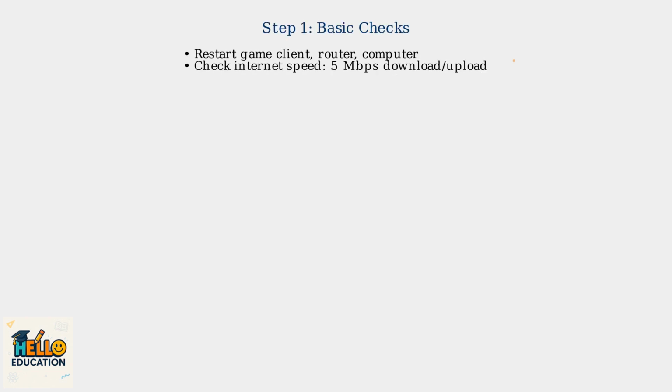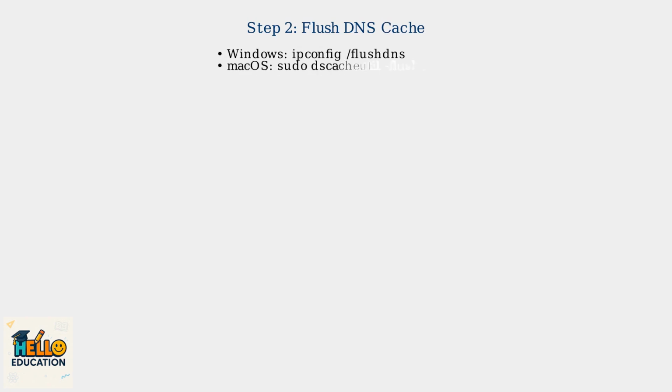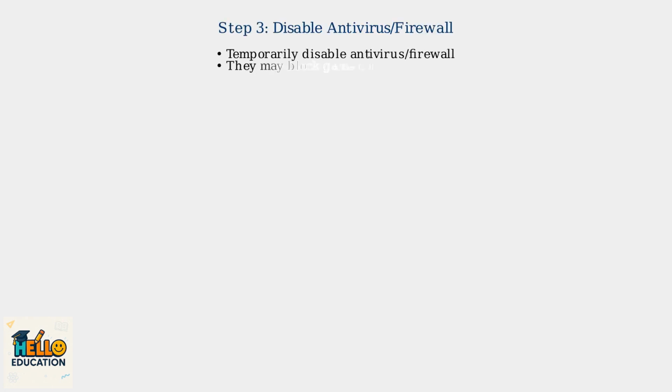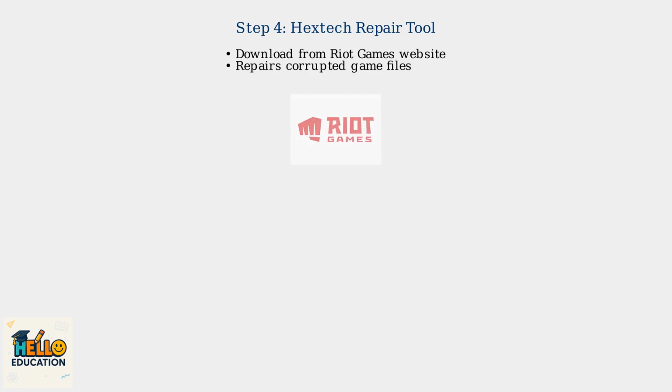Fixing Error 1001 involves systematically addressing the potential causes. Start with basic checks. Restart your game client, router, and computer. Ensure your internet speed meets the game's requirements, around 5 megabytes per second download and upload. Next, flush your DNS cache using ipconfig /flushdns on Windows or sudo dscacheutil -flushcache on macOS. Temporarily disable your antivirus or firewall, as they might be blocking League of Legends. Use the Hextech Repair Tool, available from Riot, to repair any corrupted game files.